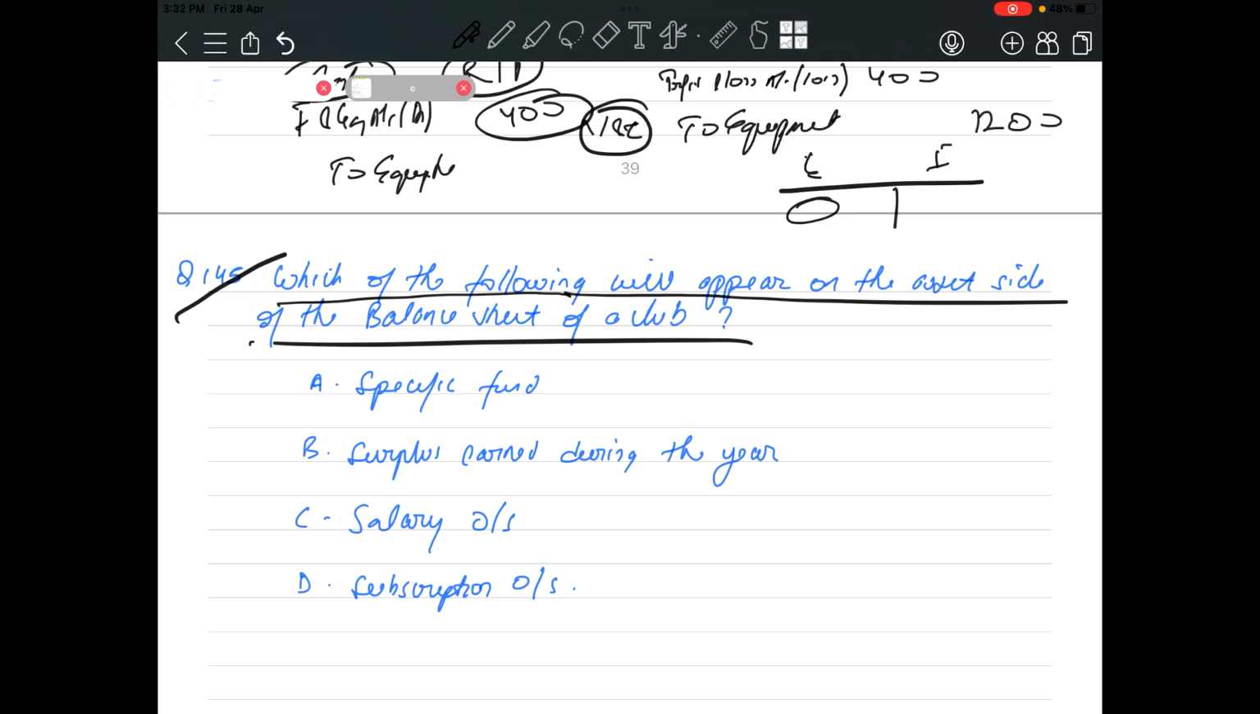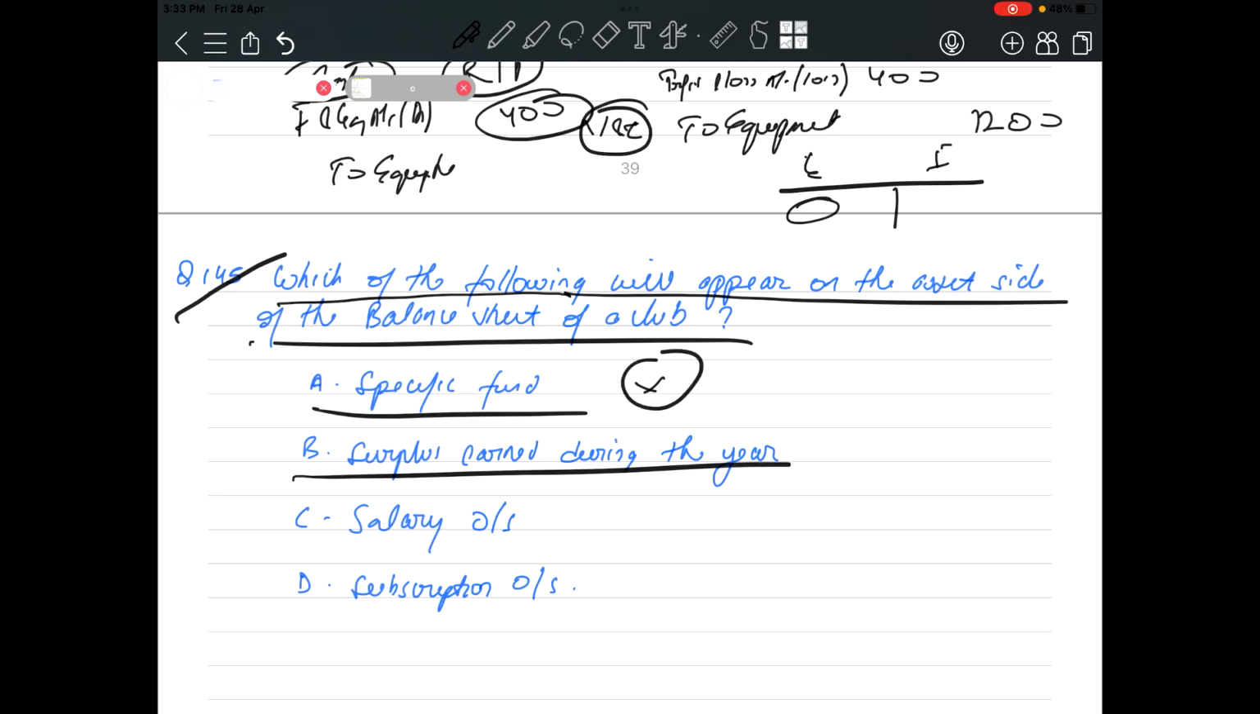Specific fund. Okay, will a specific fund come? What is a specific fund? The amount which we have for spending on a specific thing. So for example, you will receive a donation for a specific program. The amount which you have received for a specific program will be a liability, right? So this will not be an asset.